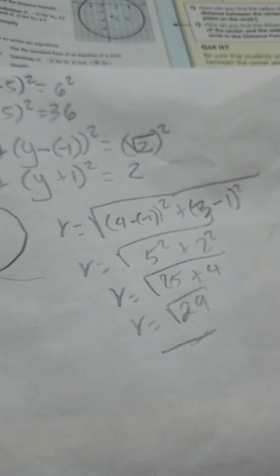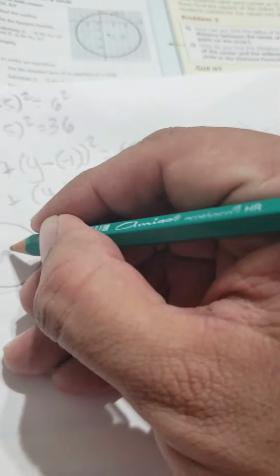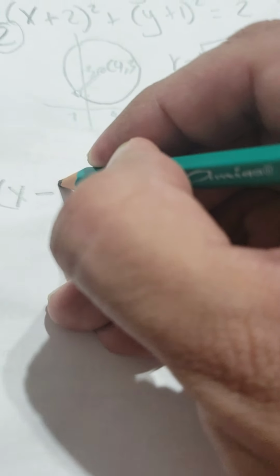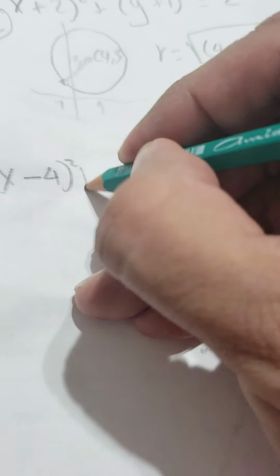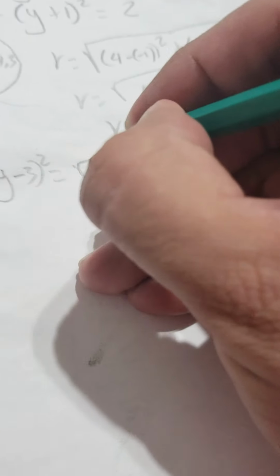I will keep this radius as a radical. Now, the information that we know, the center is (4, 3). That is the center. Now, we only have to make the equation. The equation here will be (x - 4)² + (y - 3)² = the radius to the second power, that is the square root of 29 to the second power.